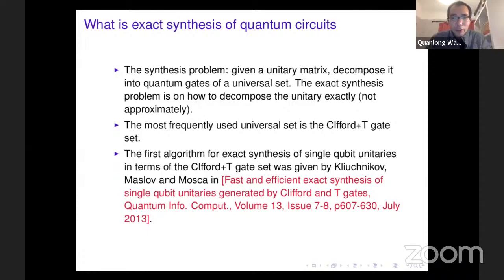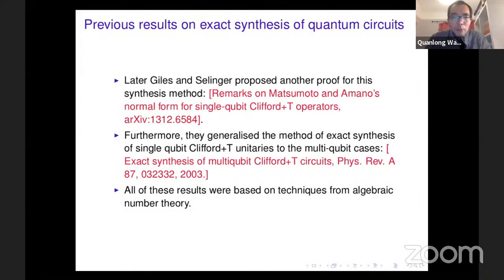The first algorithm for exact synthesis of single qubit unitaries in terms of the Clifford+T gate set was given by Kliuchnikov, Maslov and Mosca in the paper. Later, Giles and Selinger proposed another proof for this synthesis method. Furthermore, they generalized this method of exact synthesis of single qubit Clifford+T unitaries to the multi-qubit cases. But all of these results were based on techniques from algebraic number theory.